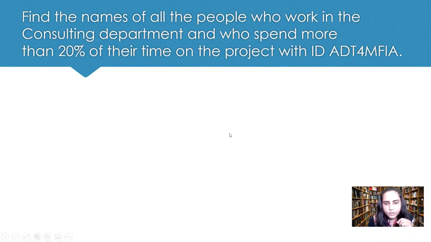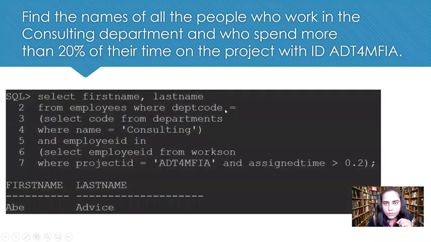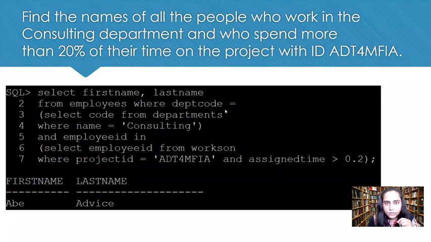more than 20% of their time on the project with ID ADT4MFIA. So let's see the result and then I'll explain it to you. So this is the result and this is how I have implemented it. First thing you need to do is find all the projects with ID ADT4MFIA. And those projects should be assigned 0.2 or more, a time more than 0.2. So that's what we are doing. And these people are taken from the works on relation. So first, this inner query is doing just that.